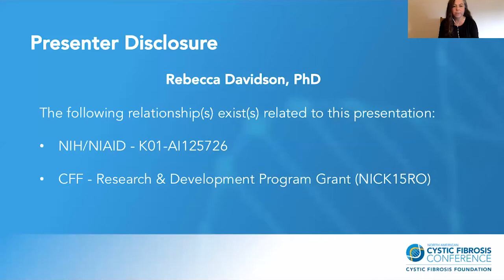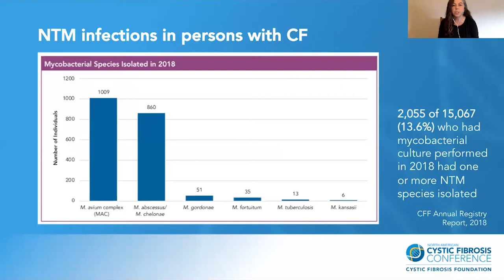NTM infections in persons with CF have been increasing in prevalence over the last several years. In the CFF annual registry report from 2018, 13.6% of people who had mycobacterial culture performed had one or more NTM species isolated. If we break that down by NTM species, 51% of people with positive NTM cultures had species in the M. avium complex, while 44% had M. abscessus.